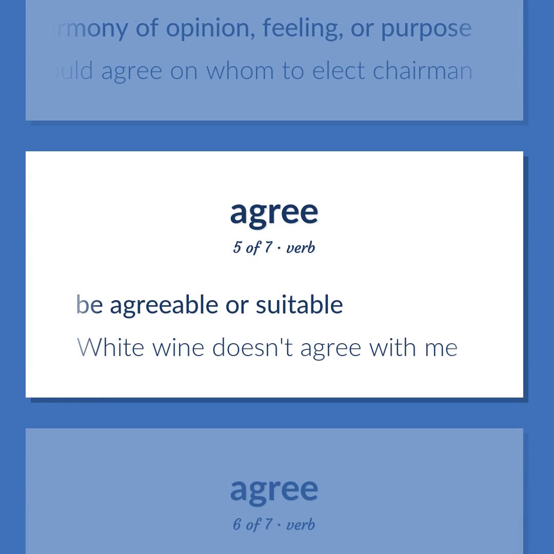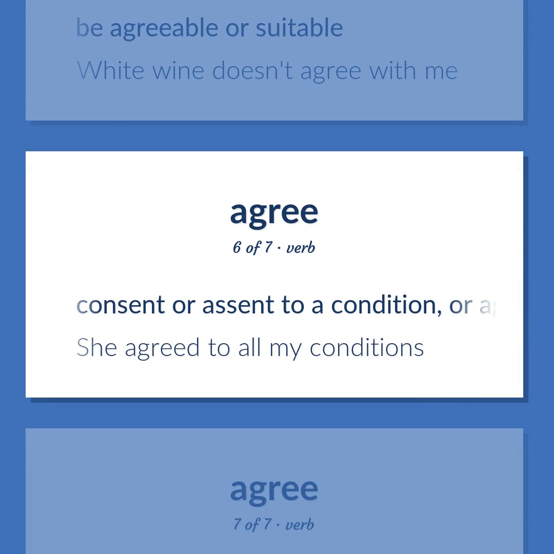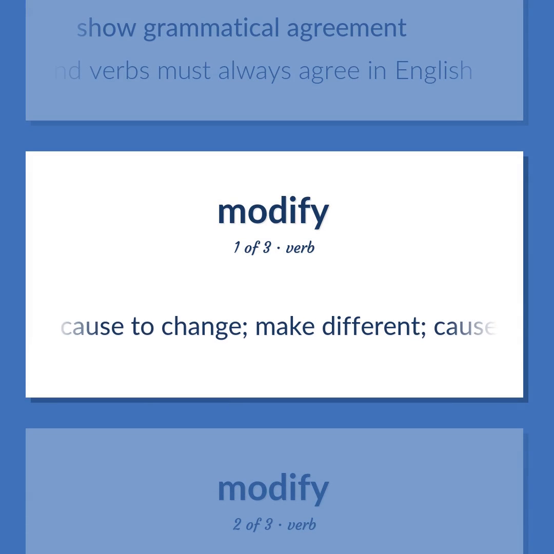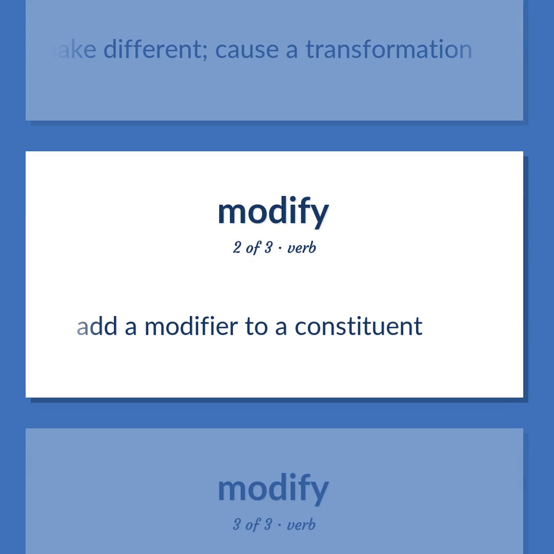Be agreeable or suitable. White wine doesn't agree with me. Consent or assent to a condition, or agree to do something. She agreed to all my conditions. Show grammatical agreement. Subjects and verbs must always agree in English. Cause to change, make different, cause a transformation. Add a modifier to a constituent.